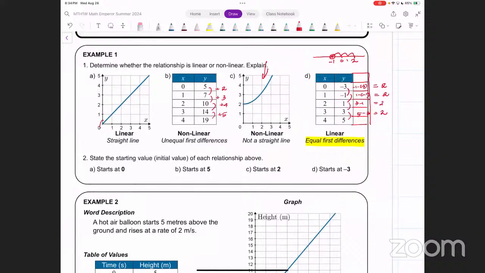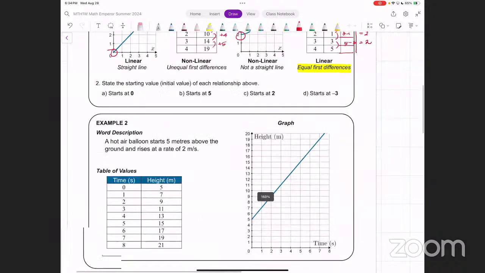So starting value is where the graph begins. The first one started at 0. The second one started at 5. When x is 0, it's 5. The next one started at 2. The other one started at -3. You can see the picture? Starting value. Everyone see the starting value?